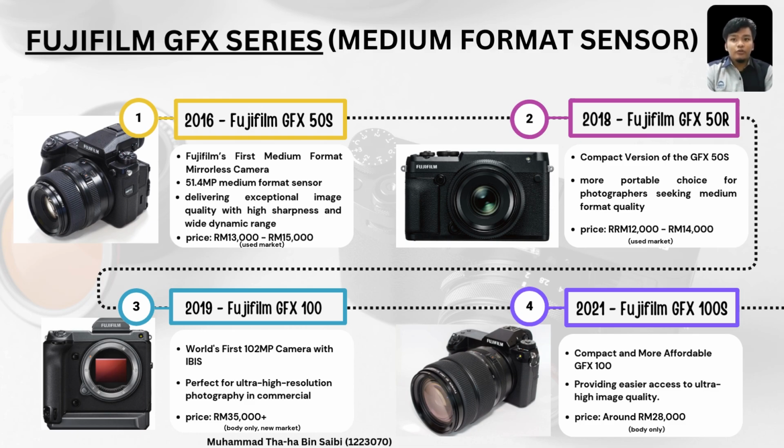This camera was the world's first 102 megapixel camera with IBIS. With a 102 megapixel sensor and in-body image stabilization, it is perfect for ultra-high resolution photography in commercial, art, and landscape work.